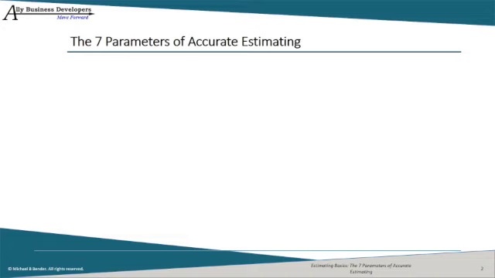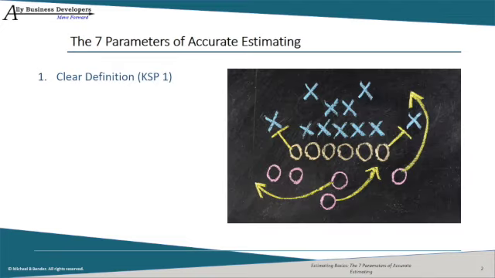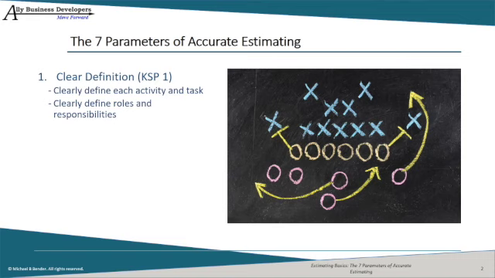Our first parameter is also our first key success parameter to high productivity organizations: clear definition. This covers 2 aspects of estimating. The first is clear task definition. Simply put, if I know exactly what I'm building, the more reliable my estimate. If the task definition is vague, my estimate will be unreliable. The second aspect is clearly defined roles and responsibilities. If I know who is in my team and what role I play, the more accurate my estimate.